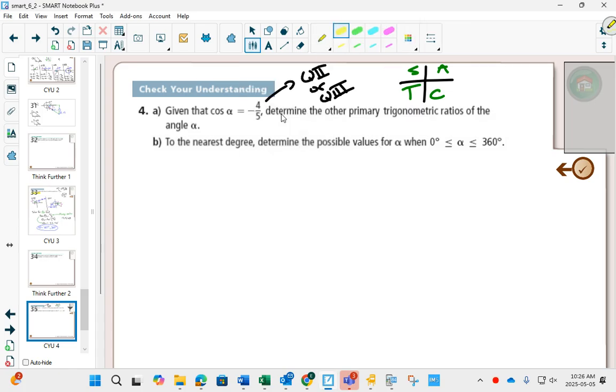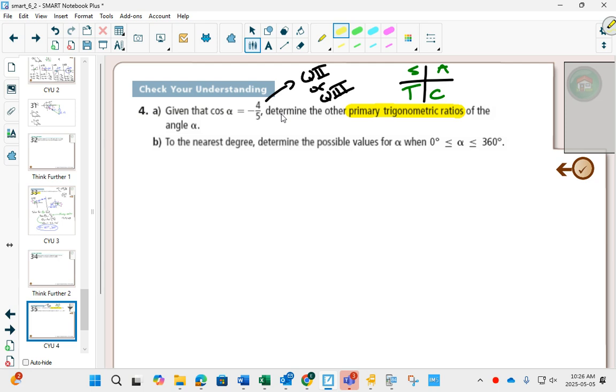If they're asking you to find the ratios, they want you to write what sine theta would equal, what cos theta would equal. The ratios are something over something. They're a fraction. It's different than solving for the actual angle.